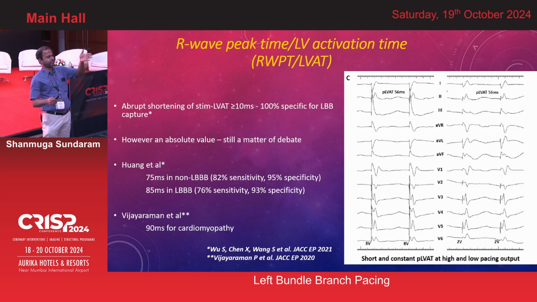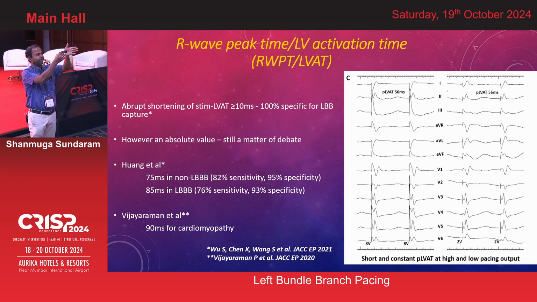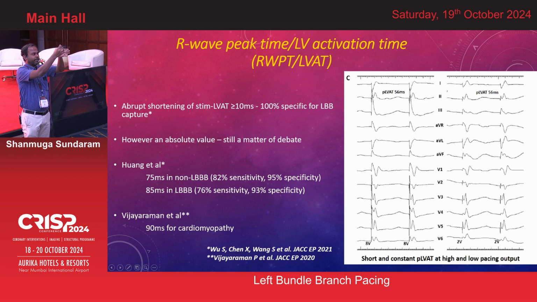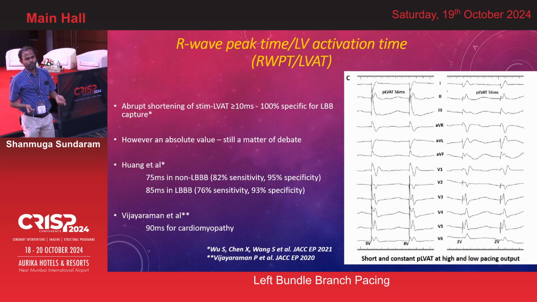Exactly. So just imagine a scenario. Left bundle is like this, and my pacing lead is going like this. So if I'm here, still there is a considerable distance between the lead and the left bundle. At 8 volt, because of high output, it will be capturing the left bundle as well. But when I reduce the output, the left bundle capture will be lost. So it's all septal pacing. When it is a septal pacing, the lateral free wall activation will be delayed, so the LVAT will be prolonged. So that is the concept of doing this 8 volt and 2 volt.